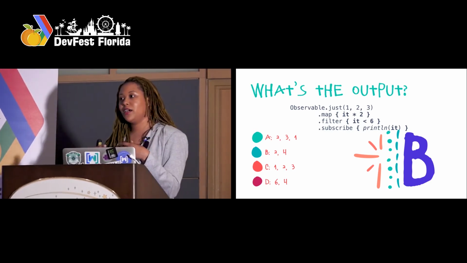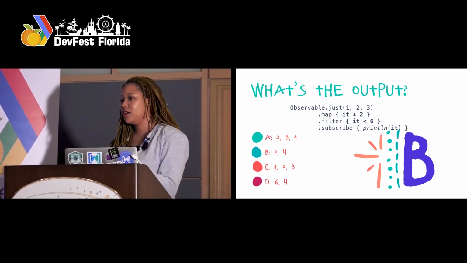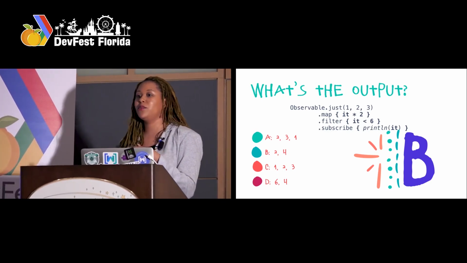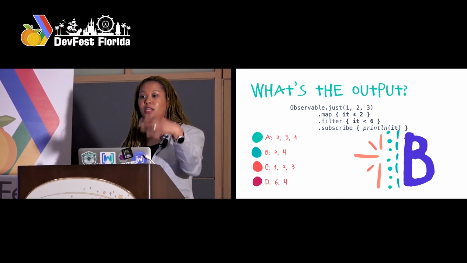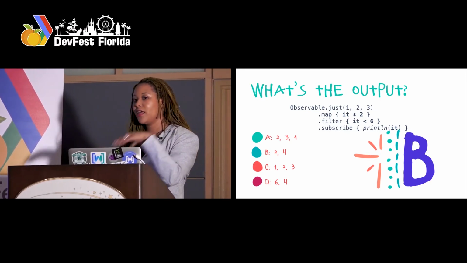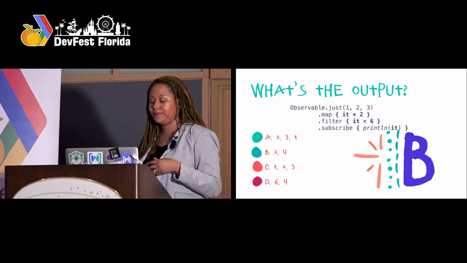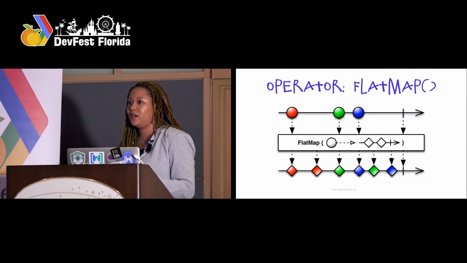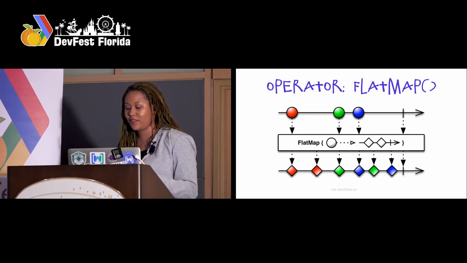So if you just take your time when you're learning RxJava, start off with simple things like this. Numbers tend to work a little bit better when you want to understand how the chaining works and how the operators work, and then you can really start to wrap your head around it. So let's look at one final operator that you're going to come across a lot, and that's flatMap.